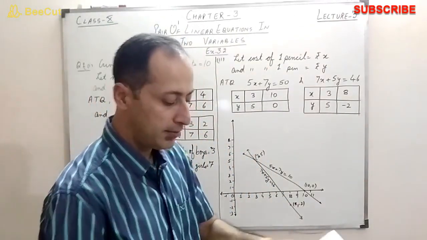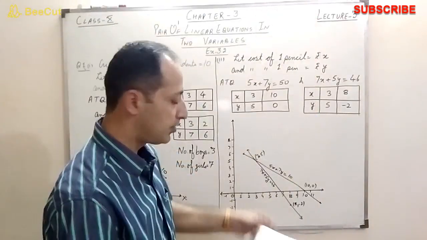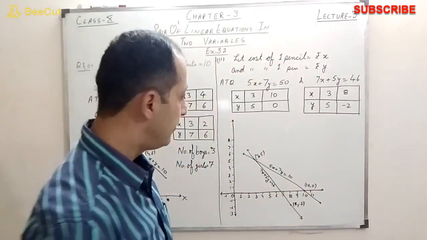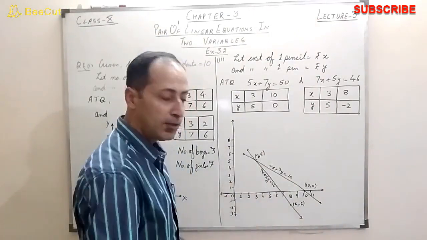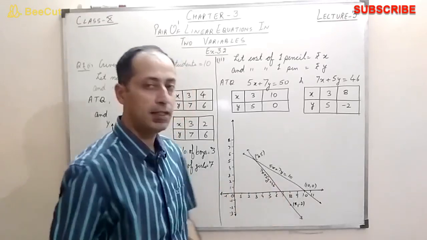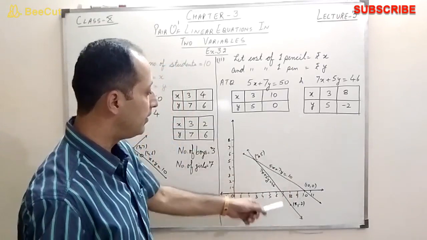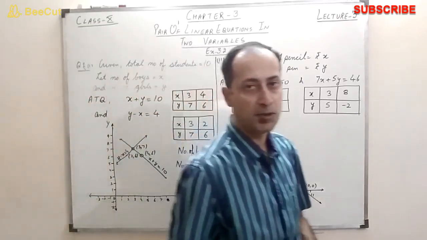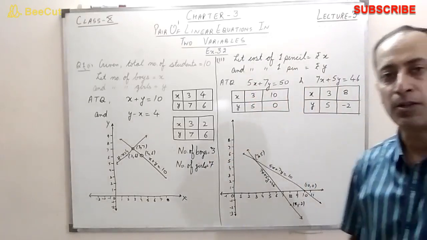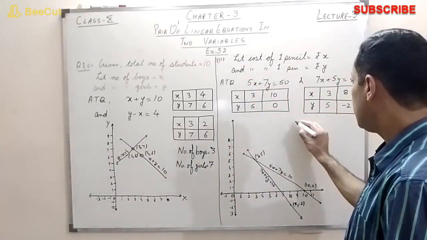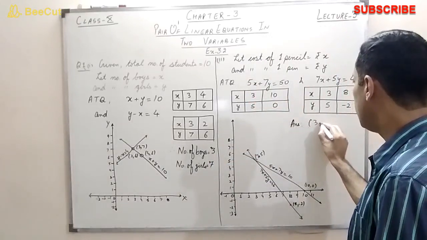So if you see carefully, this is the way I have done it here also. One point is 3, 5 and the other is 10, 0. We join them and write the equation over the line, and similarly for the second one, 3, 5 and 8, minus 2. Now we have to find the common solution, and the common solution is 3, 5. So the solution here is 3, 5.